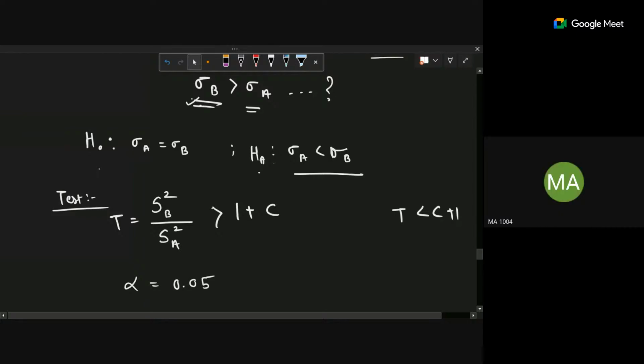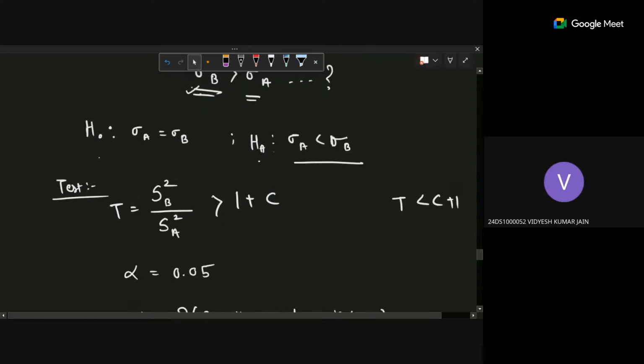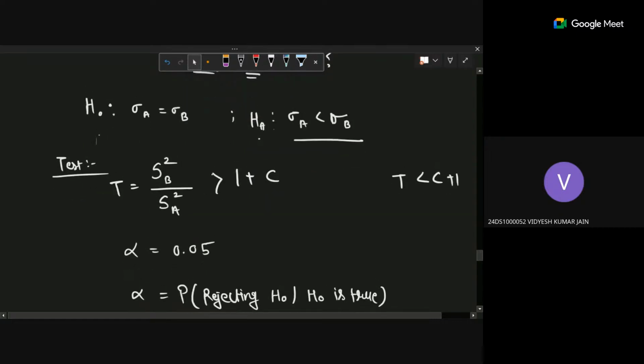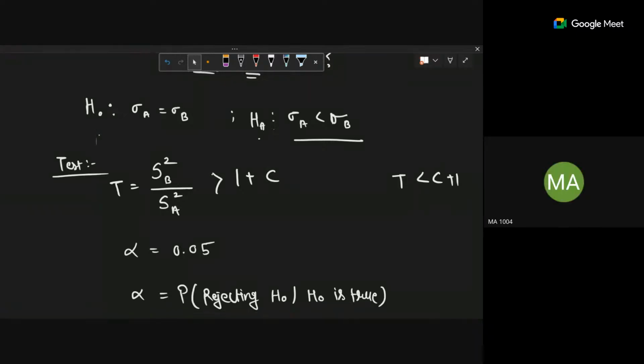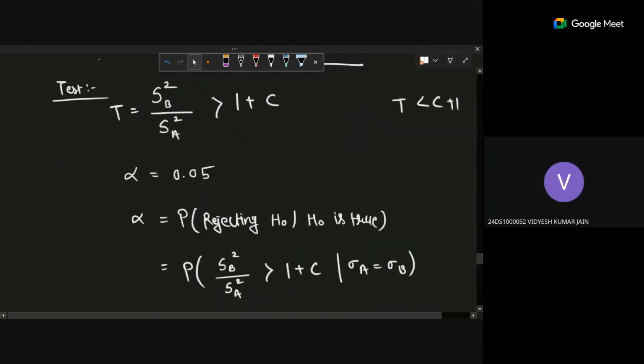We accepted the null hypothesis. That means the variance of B is not greater than the variance of A. Accepting the null hypothesis means that they are equal, sigma equal to sigma. But the question was about whether the variance was greater. That's why I am saying that the variance of B is not greater than the variance of A. Yes, okay, got it.